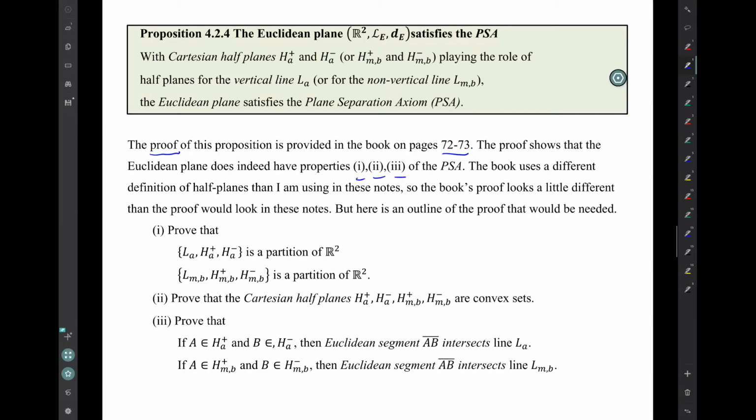The book uses a different definition of half-planes than I'm using in these notes, as I mentioned before, so the book's proof looks a little different than the proof would need to look in these notes. But here's an outline to the proof that would be needed.